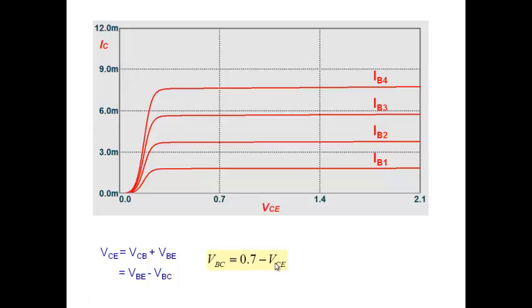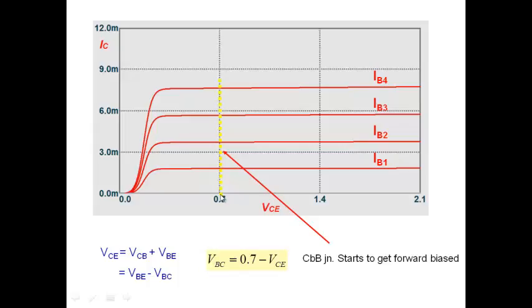So, note that when I start looking at VCE here, when VCE becomes 0.7 here, at this point, what is the base collector voltage? At this point, note that the base collector voltage approximately becomes equal to 0, when VCE, the collector emitter voltage, is 0.7. When collector emitter voltage is 0.7, VBC is approximately 0.